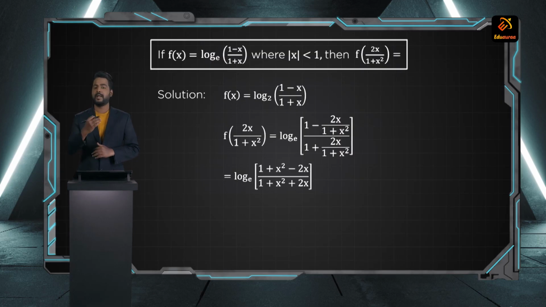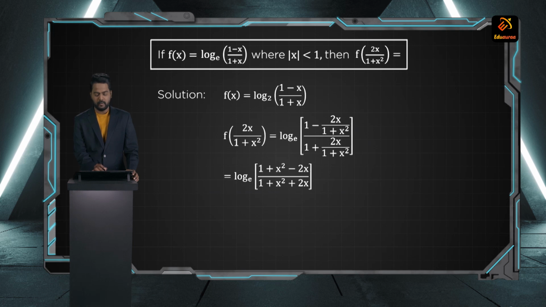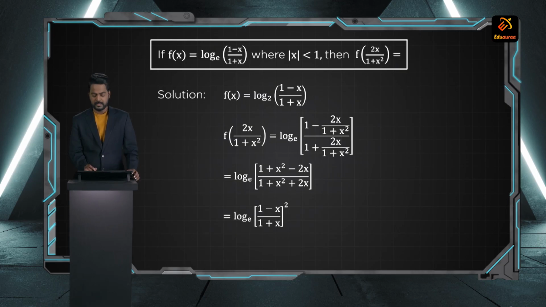So 1 plus x square will get cancelled. So it will be (1 plus x square minus 2x) upon (1 plus x square plus 2x). So now 1 plus x square minus 2x can be written as (1 minus x) the whole square, and 1 plus x square plus 2x can be written as (1 plus x) the whole square. In the very next step, it will be log to the base e of ((1 minus x) upon (1 plus x)) the whole square. Now according to the property, log of a to the power of b is equal to b log a.